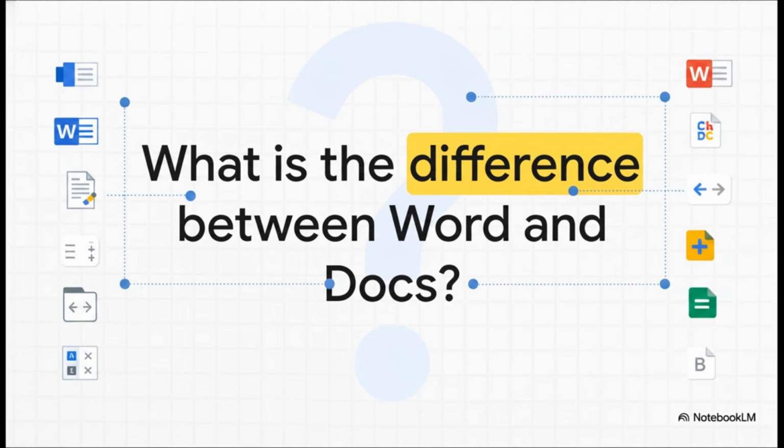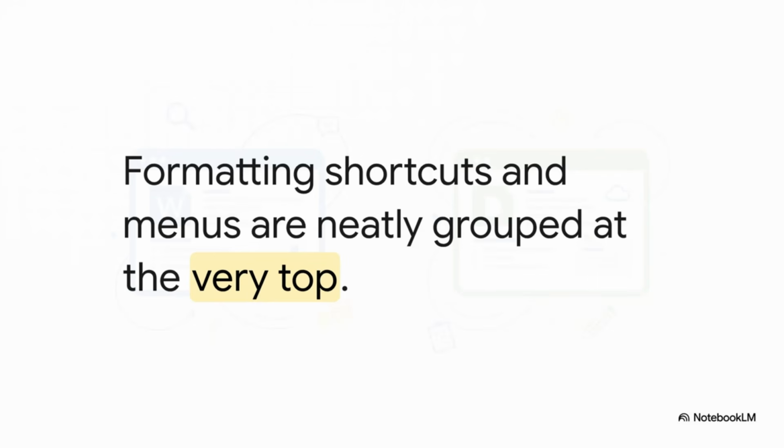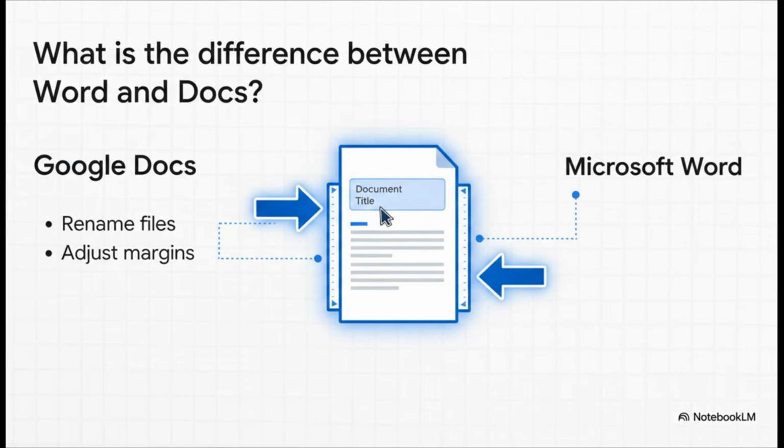So what's the real difference between Word and Docs? Well, it all starts with their interfaces. Docs keeps things super simple with a single toolbar, while Word packs its power into a tabbed ribbon. Over in Docs, all your essential formatting shortcuts are just neatly grouped right at the top. It's totally built for speed.